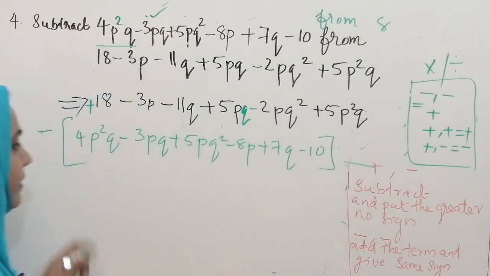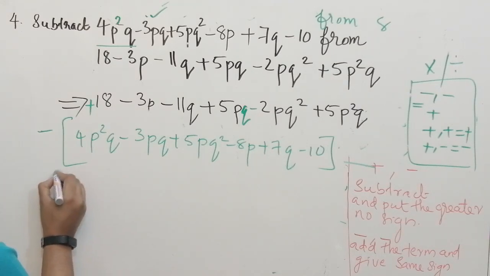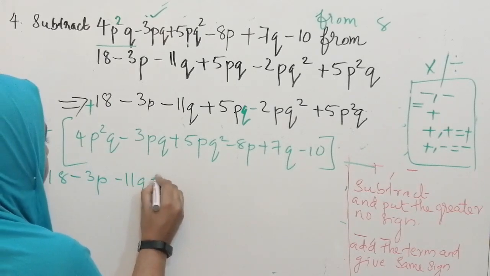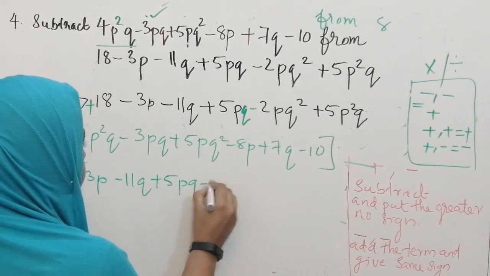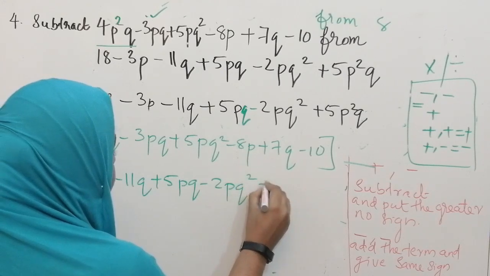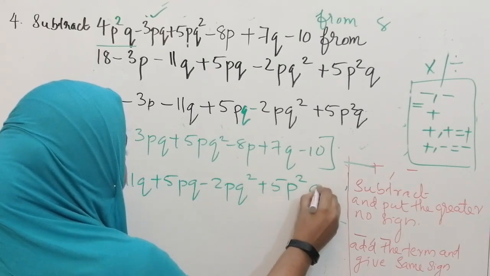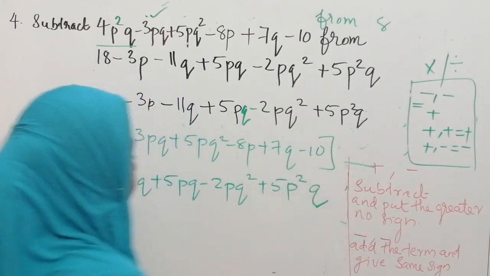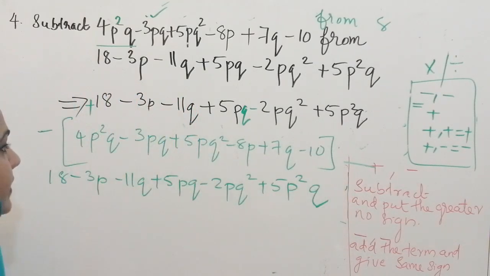So now we can solve this bracket. So what will we get here? Here I am writing 18 minus 3p minus 11q plus 5pq minus 2pq square plus 5p square q. So this is the second part of the question. Here there is no change. So the change starts from where? The second part of this question.